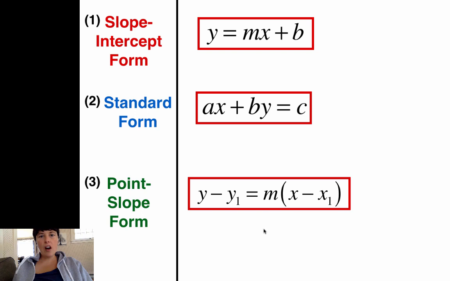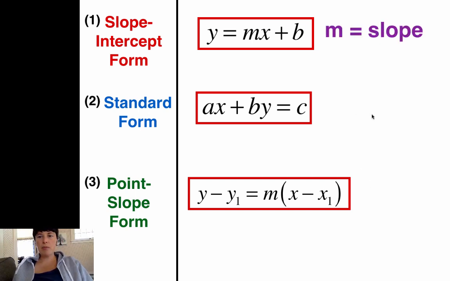So all three of these represent lines. They're actually all the same thing, just different formats. The first one for me is easier for graphing. The second one, standard form, not my favorite, but gotta know it. The third one, point-slope form, sometimes can be a really easy way of writing an equation because all you need is the slope and the point.